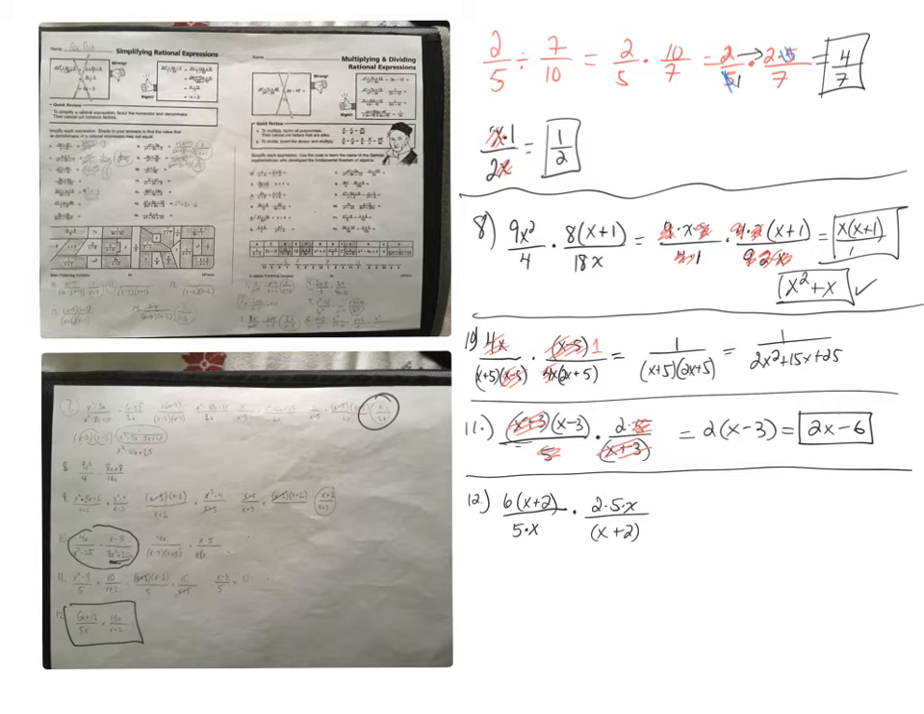And now we can start picking off the common factors. X plus 2 goes with x plus 2. 5x goes with 5x. The only thing that's left is all in the numerator. So we have a 1 in the denominator. 6 times 2 is 12. And so you can just rewrite it as 12.